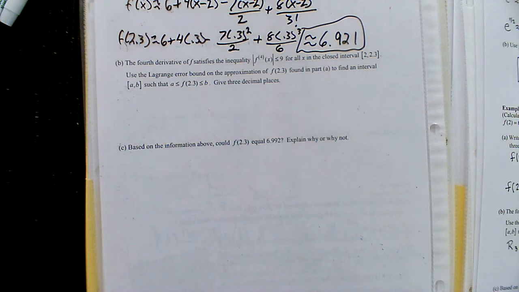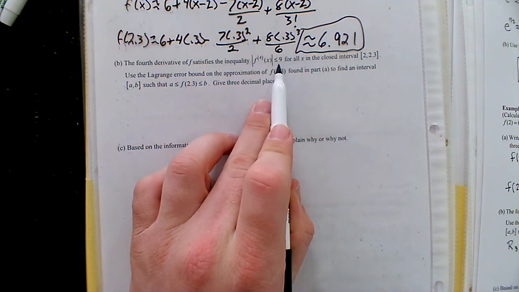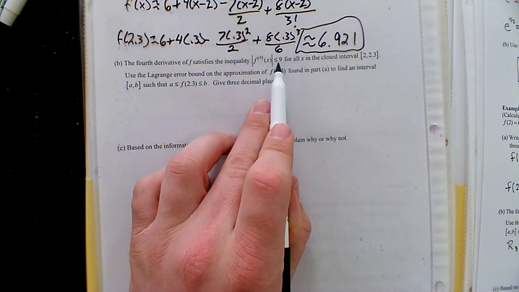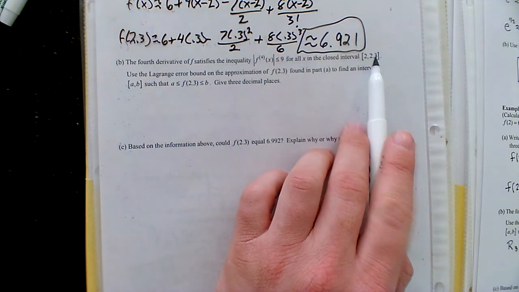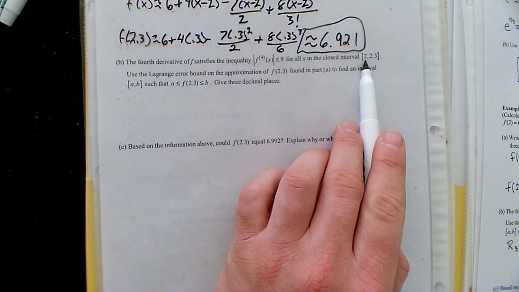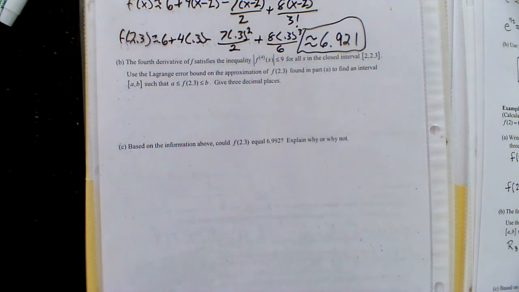All right, so back to Lagrange error bound. The fourth derivative of f satisfies the inequality. So what we're saying is the fourth derivative is bounded by this value of 9, so it's no greater than 9. It's less than or equal to 9 for all x values within this interval, 2 to 2.3. So 2 was our center, 2.3 is the value we were approximating, and we know in that interval there is no value for the fourth derivative greater than 9.